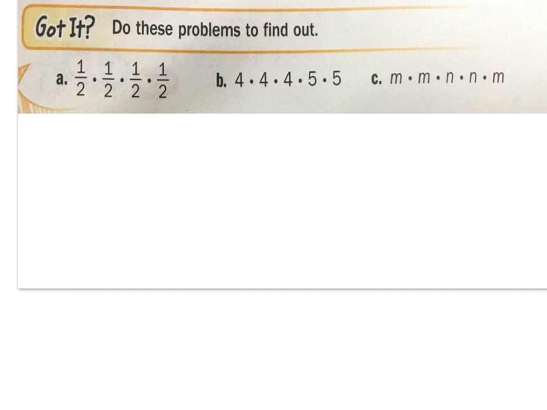So let's see how well you have done with this. I would like you to try A, B, and C. I'll give you about 30 seconds to go ahead and give it a shot.